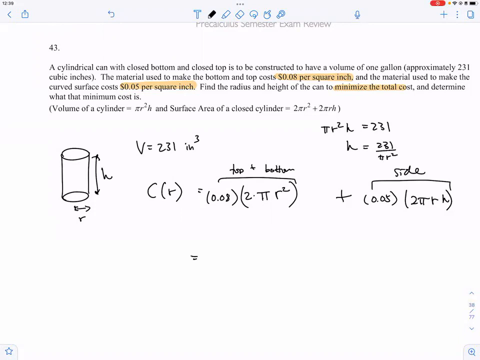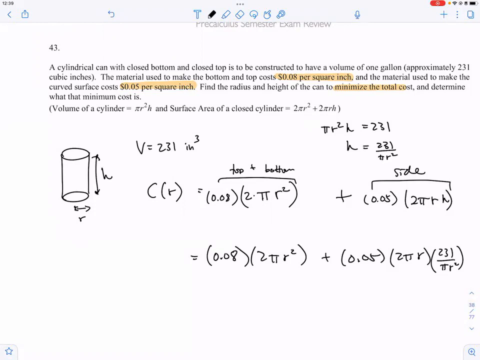So we will replace it. Okay, so 0.08 times 2 pi r squared plus 0.05 times 2 pi r times 231 over pi r squared. For this one, it will be a calculated question, since there's no easy way to graph this.